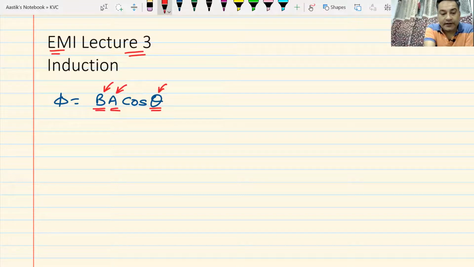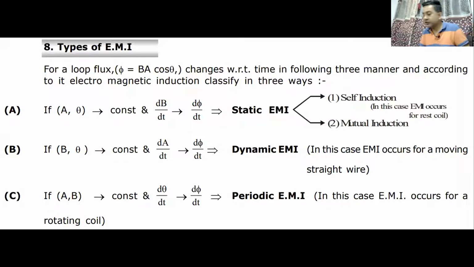Okay. Then now, as I told you, in today's class, we are going to see the different ways in which this flux can be changed. And as I said, there are three things which are involved here for flux. Flux is BA cos theta. You can change the flux by changing any of these, or by changing two of these, or by changing all three. Any question which has all three changing or two changing will not come. We'll have only one of these changing.